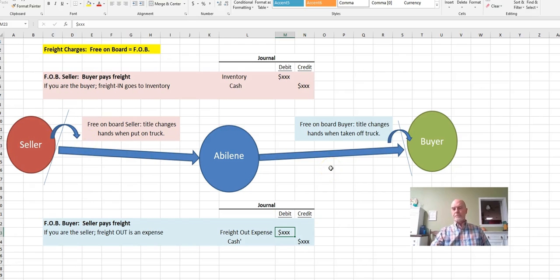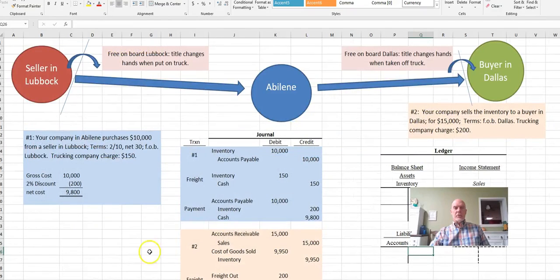On the other hand, over here, if we negotiated FOB buyer, it's free on board to the buyer, we are paying the freight, so that means we still own the merchandise until it gets taken off the truck. So you have to be thinking about, okay, which direction is it going, and who's paying the freight. Okay, let's look at a couple of examples like that.